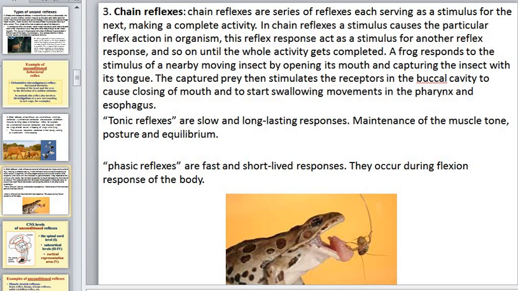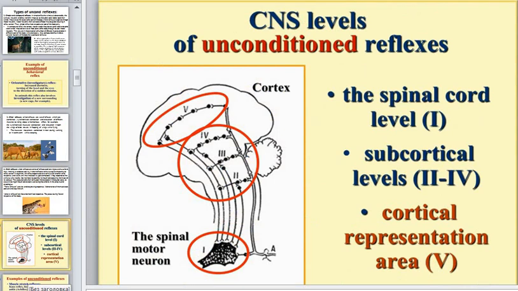Tonic reflexes are slow and long-lasting responses. Phasic reflexes are fast and short-lived responses. They occur during the flexion response of the body. And here we see one more: the centers.